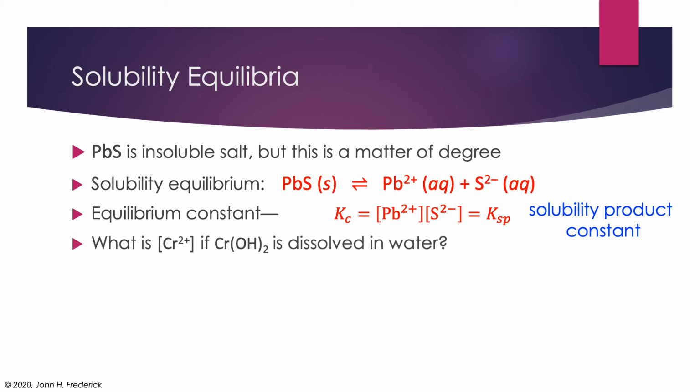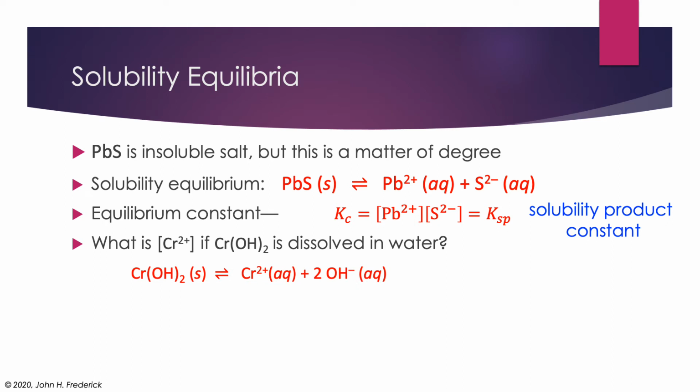So we can use this to actually solve some things about solubility. So for example, I may be interested in knowing what is the concentration of chromium ion in chromium hydroxide when it's dissolved in water. Now, chromium hydroxide is not a very soluble compound, but a little bit of it will dissolve.